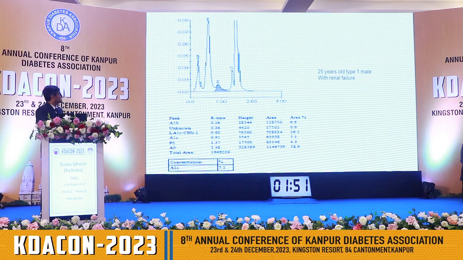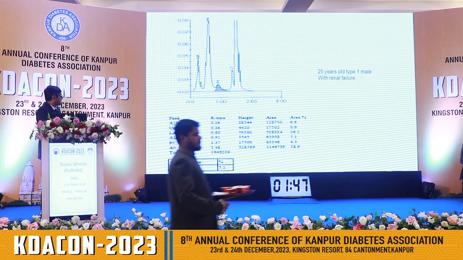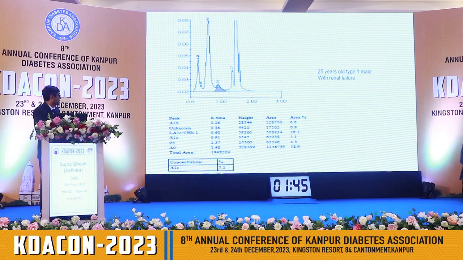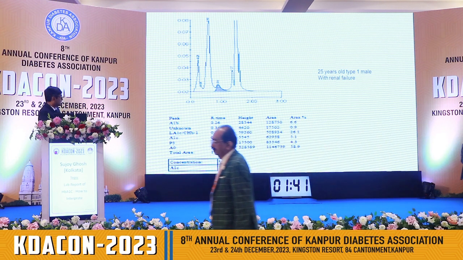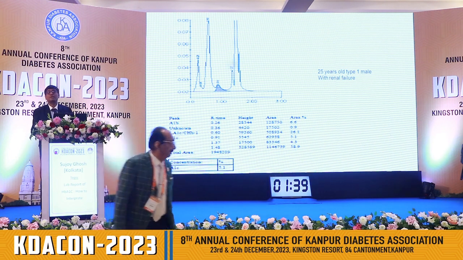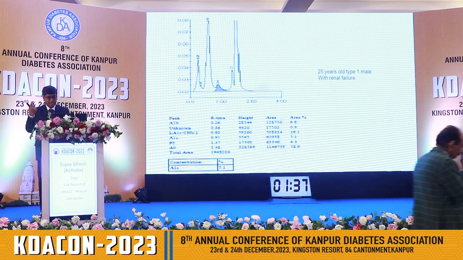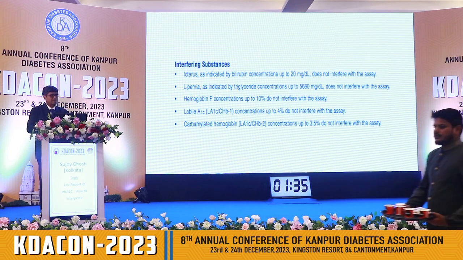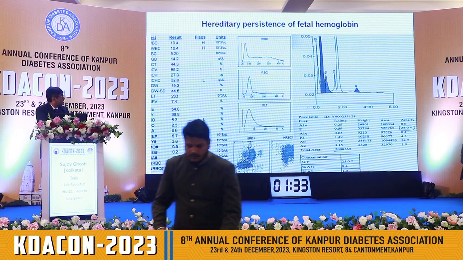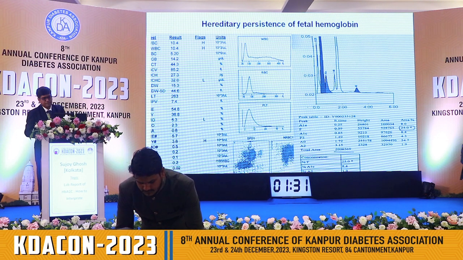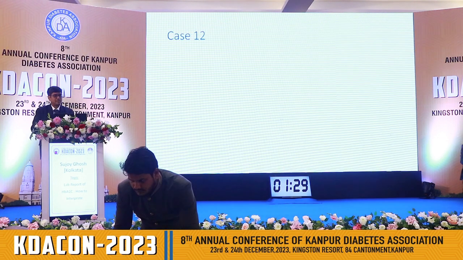The next, as you can see, is someone who's got renal failure, type 1 diabetes, renal failure. And hemoglobin is 5.1. You might start thinking that this is very good control. But if you look here, the labile carboxylated is 26.1%. So that is why there is interference. Again here, another case of persistent hereditary fetal hemoglobin, 25%.